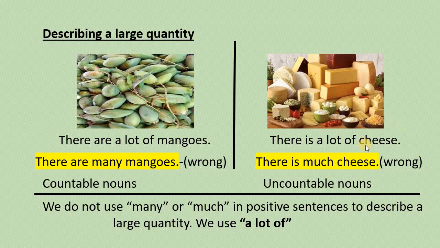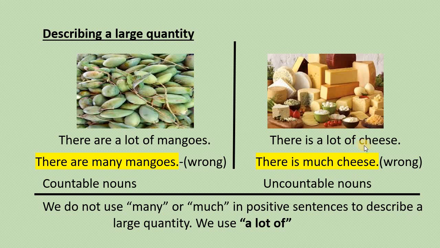For an uncountable noun, we don't use much. We don't use many for countable nouns if we are describing a large quantity. Although, guys, when we say there are many mangoes, this is also slightly correct, but in the English language, this is wrong. We usually use there are a lot of mangoes if we are describing a large quantity. That is for the countable noun.